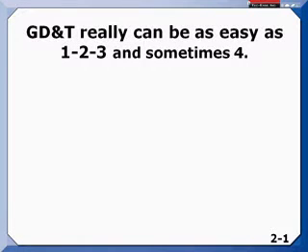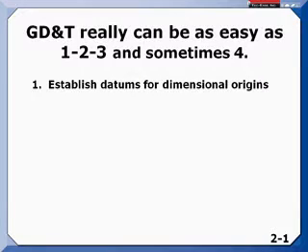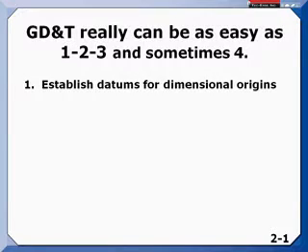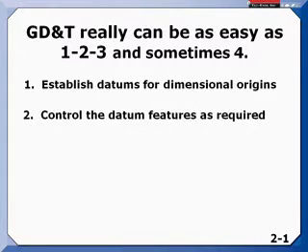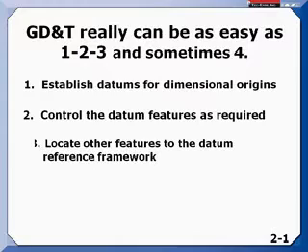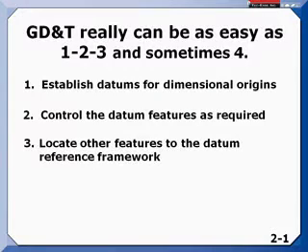In our training, we really emphasize that GD&T can be as easy as 1, 2, 3. One is to establish datums for dimensional origins on your parts, or look around the drawing to find those datum features that establish the datums. And two, a lot of people forget to do this, but that's to put controls on the datum features, because they are features. People think, oh, it's a datum, it's perfect. No, the datum isn't on the part. So we need to control those. The 2009 revision of the standard points that out very clearly. And then you locate everybody else.